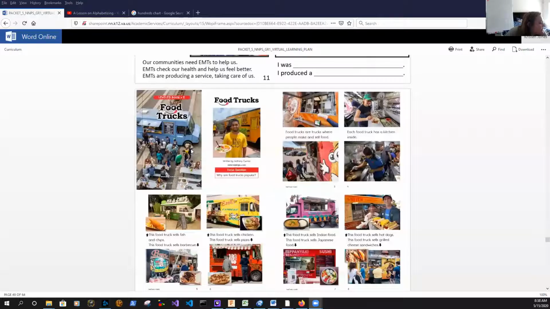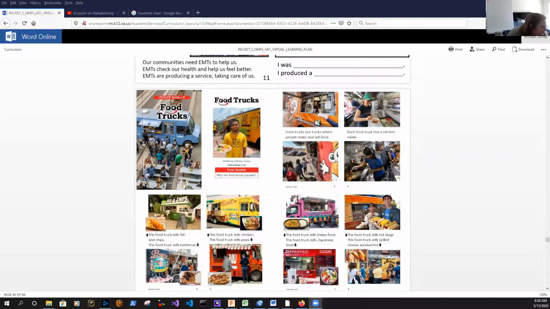So food trucks is right here. Okay, so we're going to start here. Food trucks are trucks where people make and sell food. Each food truck has a kitchen inside. See, it almost looks like an ice cream truck, but instead of selling ice cream, they're selling different kinds of foods. It's like a mini restaurant on a truck.